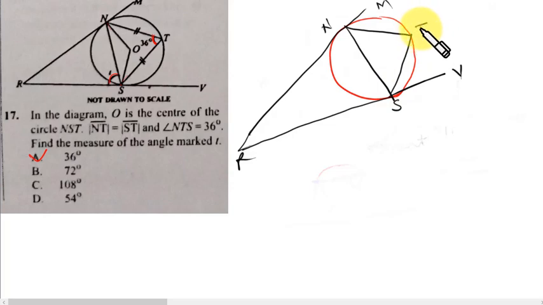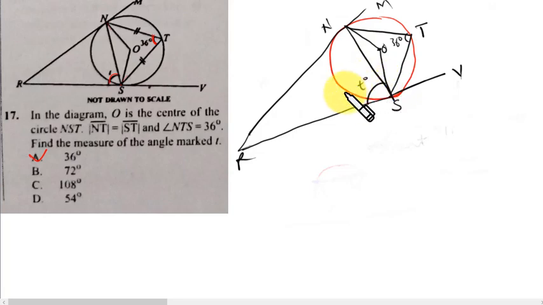So here is T, and that is the center. Let this go that way. We have one coming down here. We have O, that is 36 degrees. Okay, so the angle here is T degrees.